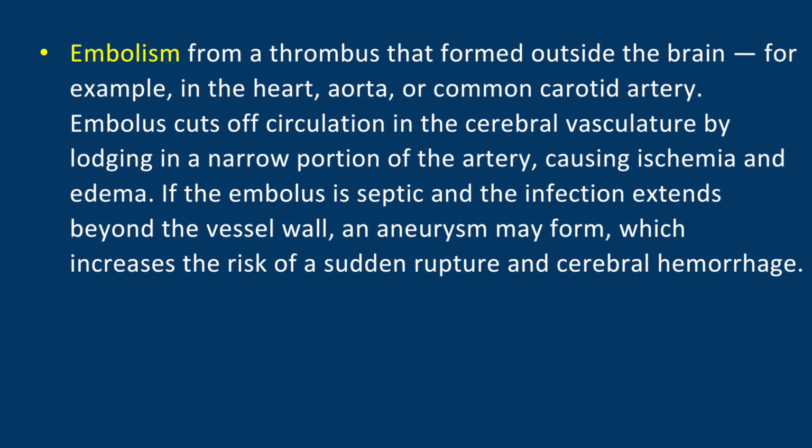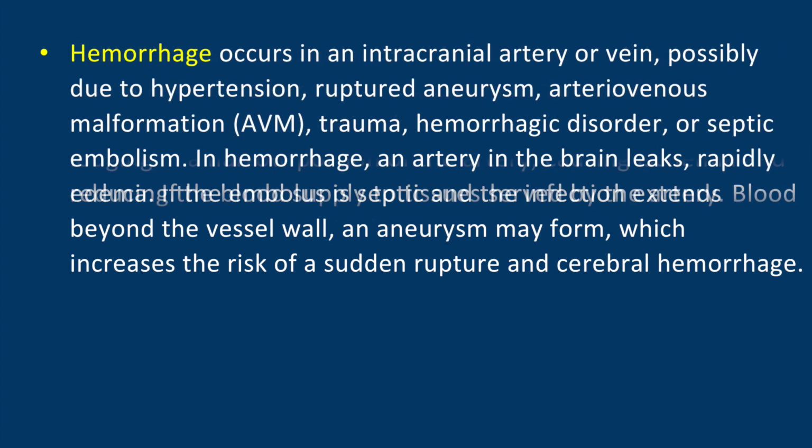Embolism comes from a thrombus that formed outside the brain, for example in the heart, aorta, or common carotid artery. This embolus cuts off circulation in the cerebral vasculature by lodging in a narrow portion of the artery, causing ischemia and edema. If the embolus is septic and the infection extends beyond the blood vessel wall, an aneurysm may form, which increases the risk of a sudden rupture and cerebral hemorrhage.